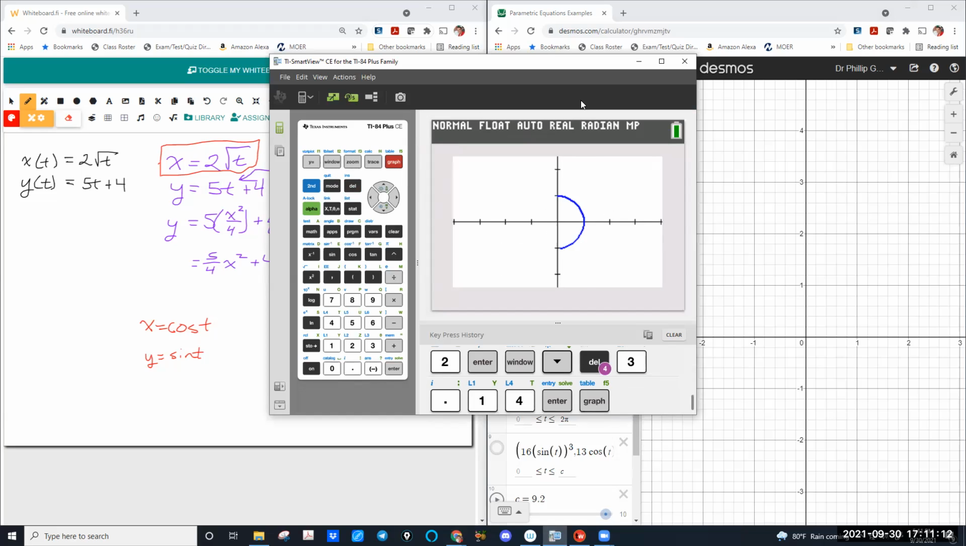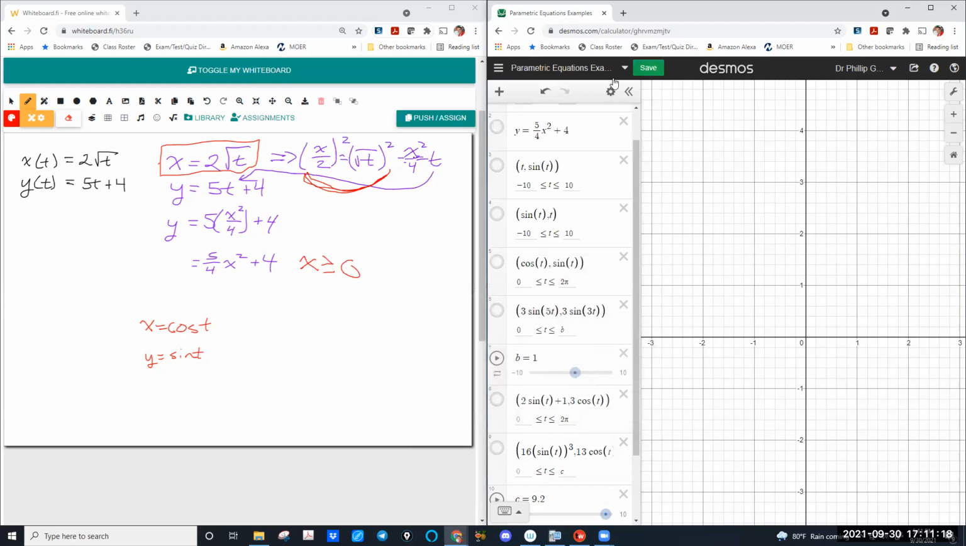So the graphing calculator can plot all the stuff that we're talking about today. We're going to use Desmos. It's a little bit nicer picture on the computer, but a graphing calculator can absolutely do all our parametric equations.